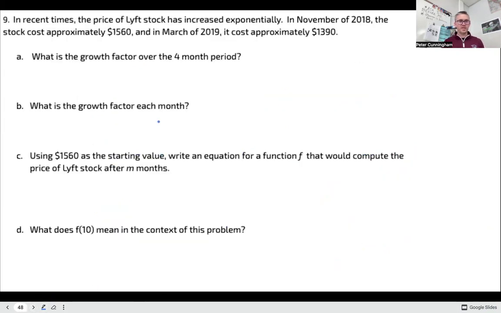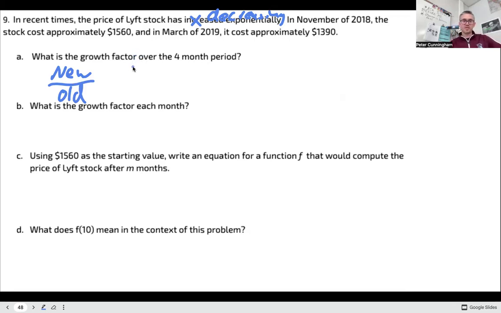All right, now hopefully in class I reminded you to do this. We're talking about Lyft stock here, and it says it increased exponentially, but actually, when we look at the price, it went from 1,560 to 1,390. So it's actually decreased. So at least note that we are decreasing; we're looking for these numbers to go down. What was the growth factor over the 4-month period? To find growth factor, you take the new number and divide it by the old number. That's just in general.